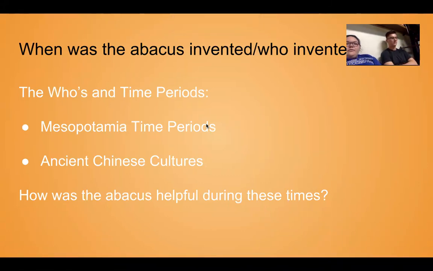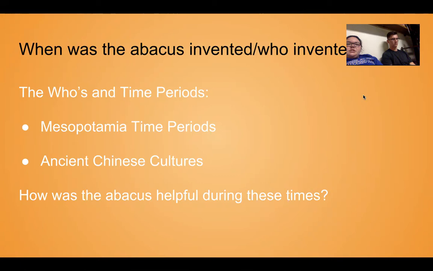All right, so when was the abacus invented and who invented it? This is a really good question, and through some research, I found many different things. Ultimately, I found that the abacus was first thought to have been created as far back as the Mesopotamian cultures, even though most people associate it with the ancient Chinese cultures. It was just in a different variation at the time, but again, most people associate it with the ancient Chinese cultures and that time period.